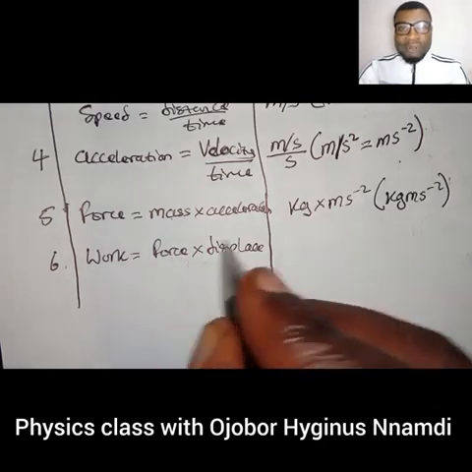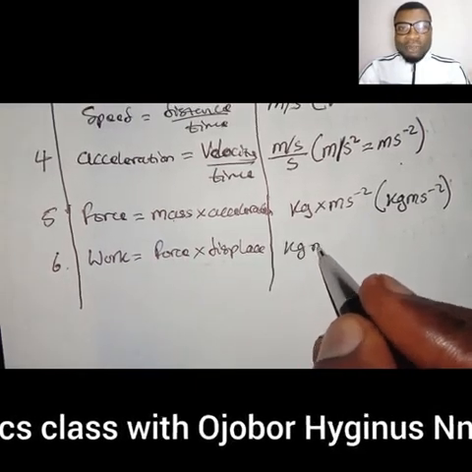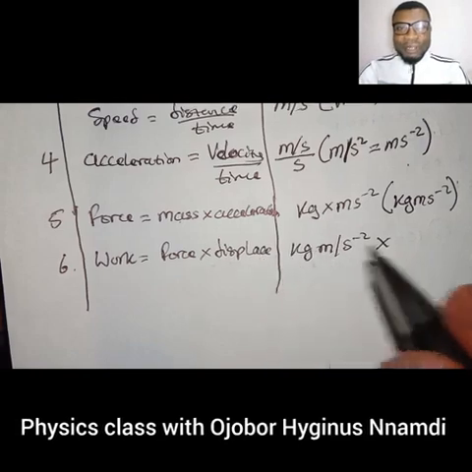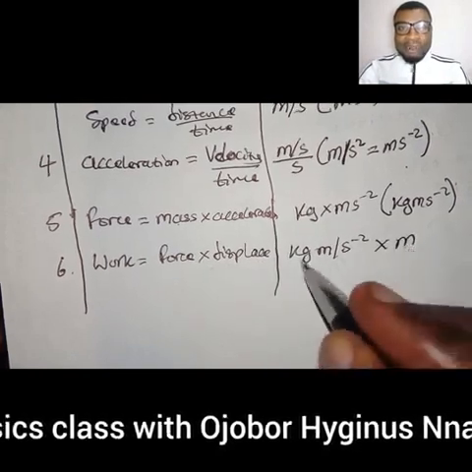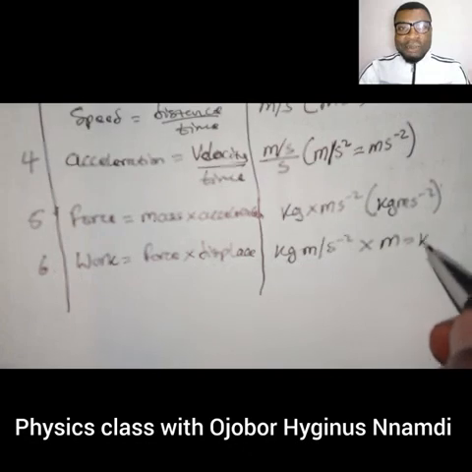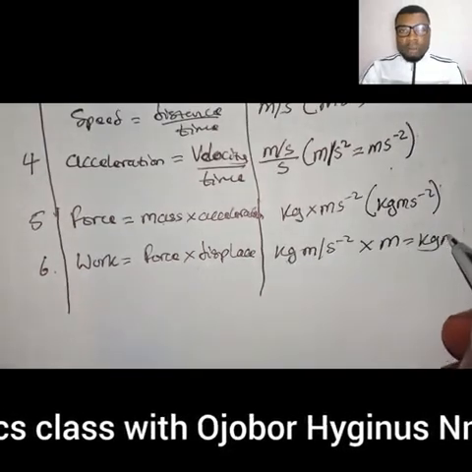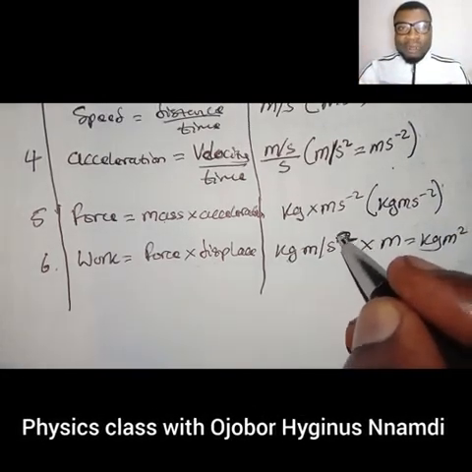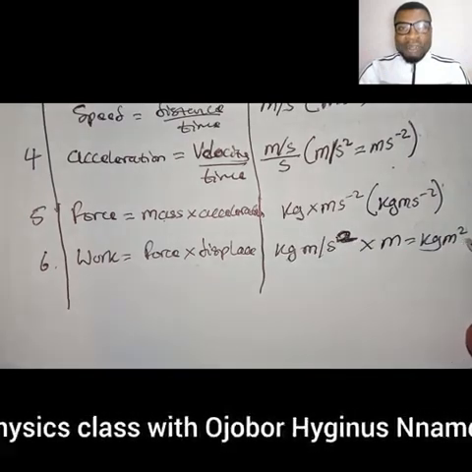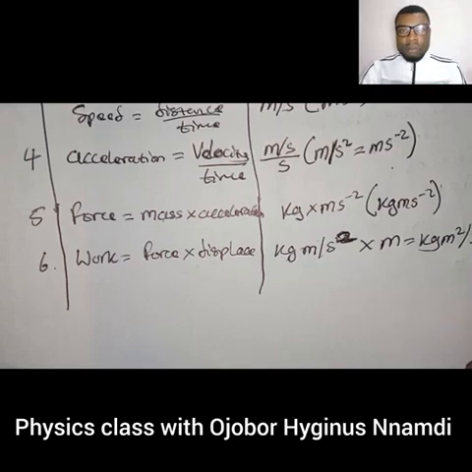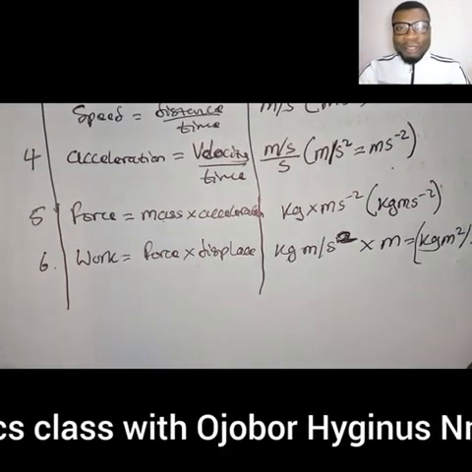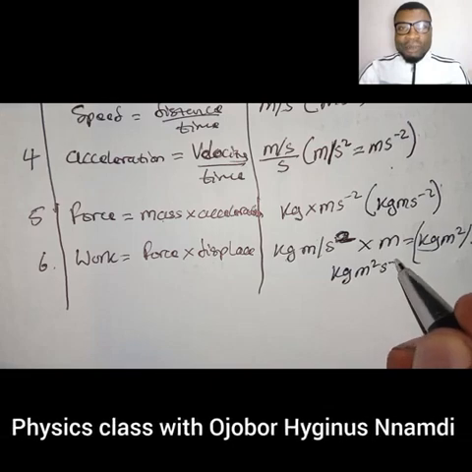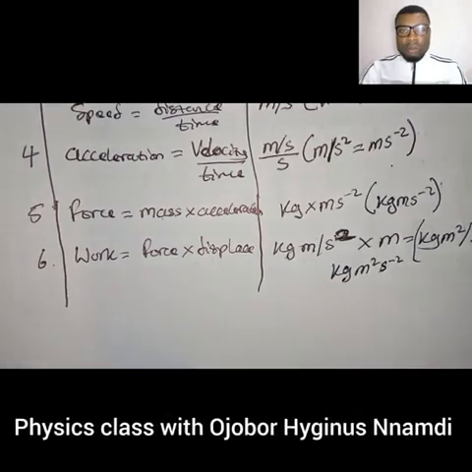So we know that force is kilogram meters per second squared, times displacement, which is a form of distance in meters as well. If you put these two things together, we are going to have kilogram meter times meters, meter squared per second squared. So this is the unit of what? Work. You can say kilogram meter squared per second squared, that is kg m² s⁻². That's the unit of work.